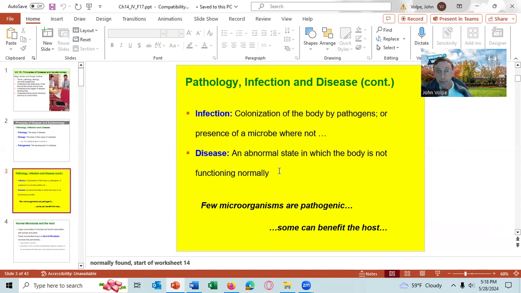Disease is an abnormal state in which the body is not functioning normally. When we're talking about disease, you should realize that only a few microorganisms are pathogenic. Only a few microbes can cause disease. Most microbes do not cause disease. Some microbes are even beneficial, such as the microbes of the normal microbiota. Not all of them are beneficial, but many of them are. Like I mentioned, E. coli helps us to digest our food.